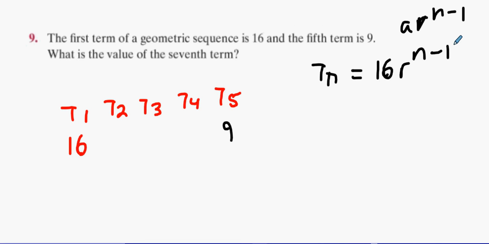What do we know? T5, which is 16 times R to the power of 5 minus 1. What's 5 take away 1? 16 times R to the 4 equals 9. What does that mean about R to the power of 4?